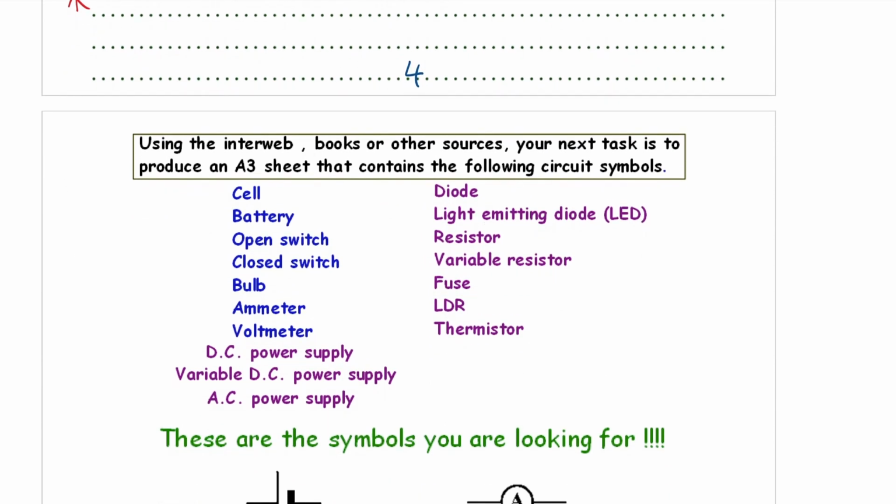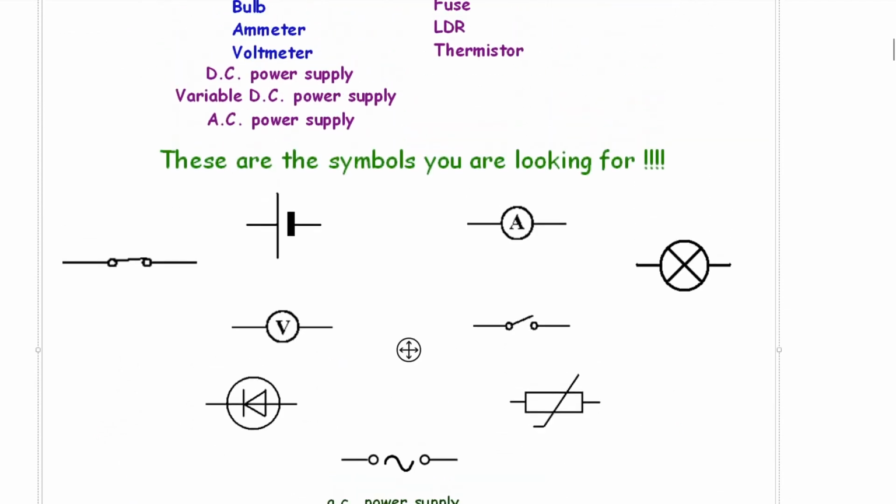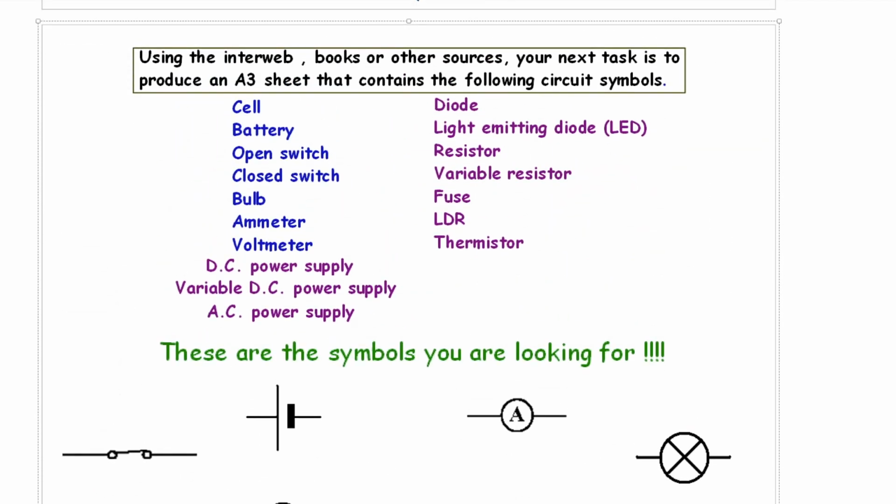Underneath is your next activity. I'll read it. It says, using the interweb, or better known as the internet, books or other sources, your next task is to produce an A3 sheet that contains the following circuit symbols. An A4 sheet is fine, and I want you to paste that A4 sheet or A3 sheet onto page 5, just fold it over onto page 5 here, and just create a table. And all you need in the table will be the symbol and the diagram.